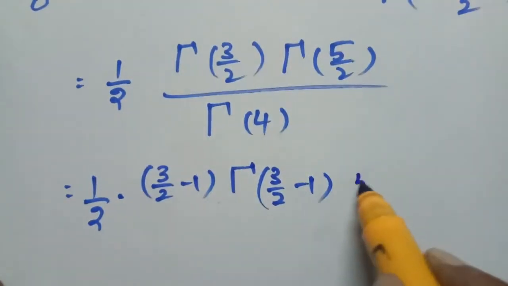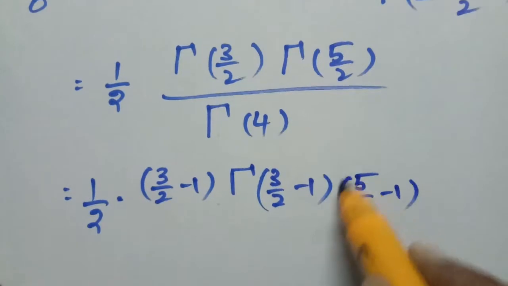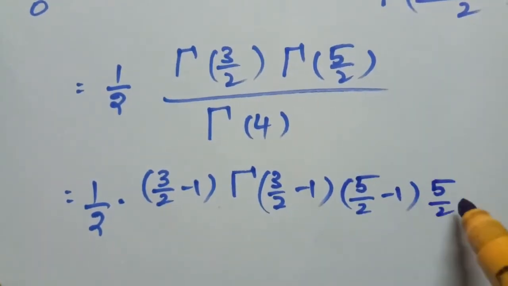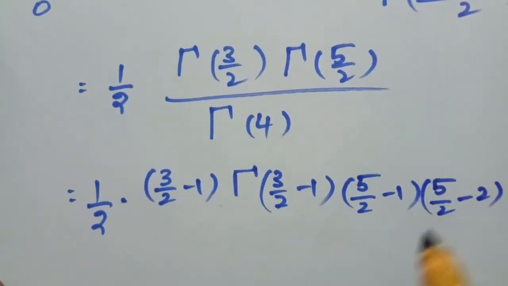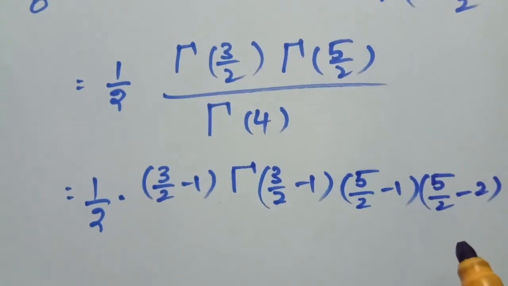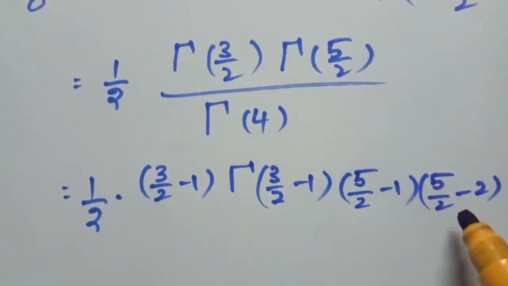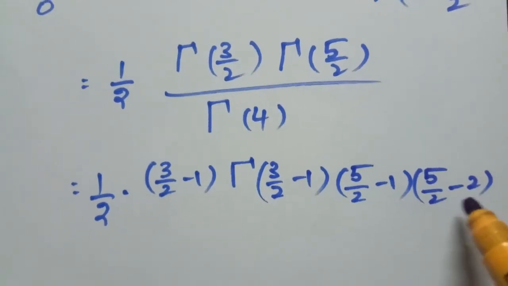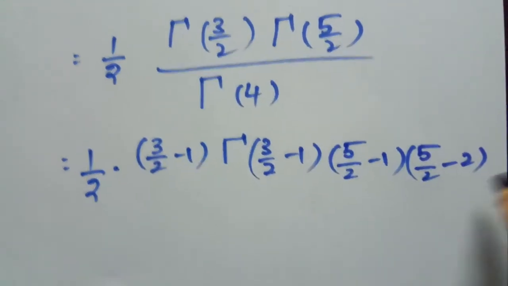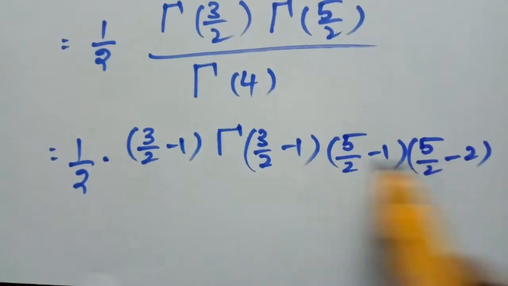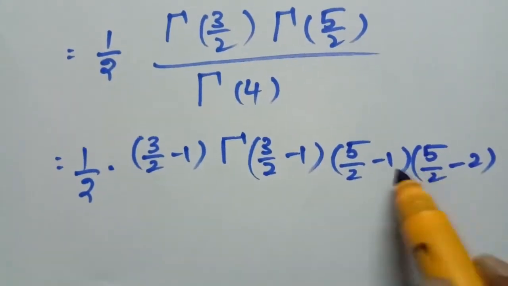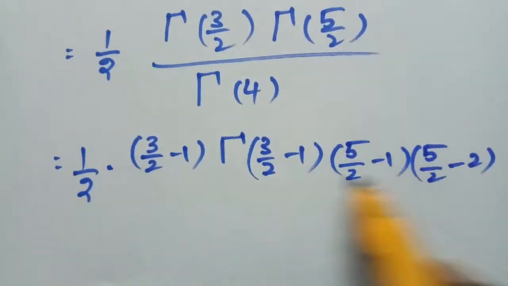Here also 5 by 2 minus 1 into 5 by 2 minus 2. If you continue after this, we get a negative value. This is the last positive, 5 by 2 minus 2. If you write 5 by 2 minus 3, you get a negative value. So you stop at the last positive factor only.